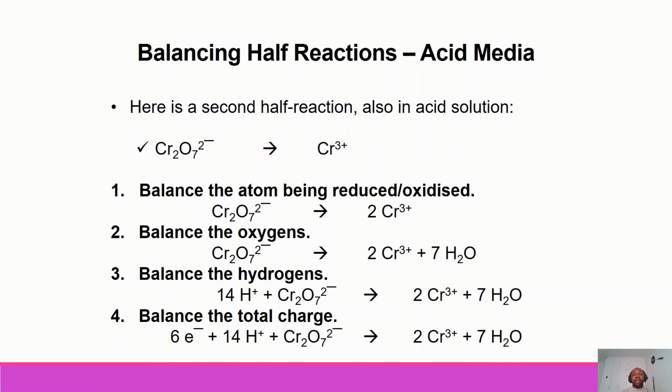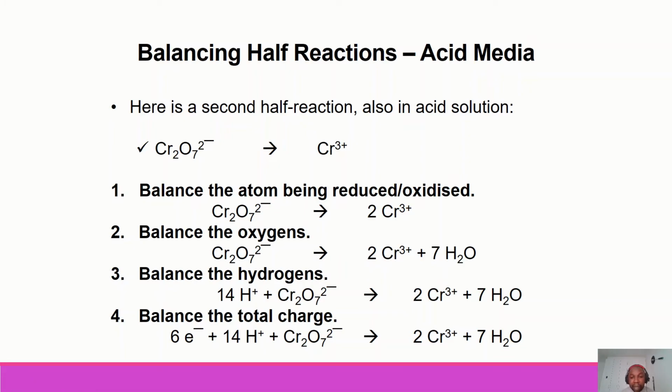So the next step is, which side needs hydrogen? It is this side that needs hydrogen. So what do you do? You add more hydrogen to that side. You add as many hydrogen as is needed. And how many hydrogen is needed? 7 times 2, which is 14. So that means 14 hydrogen is needed on this side, and that's why we add 14 H plus.